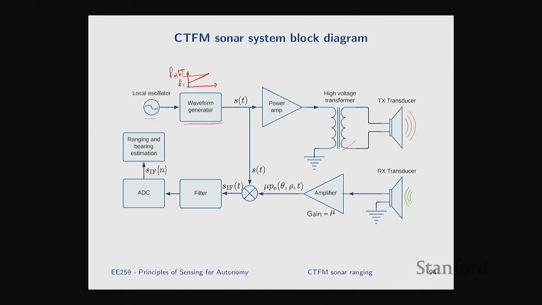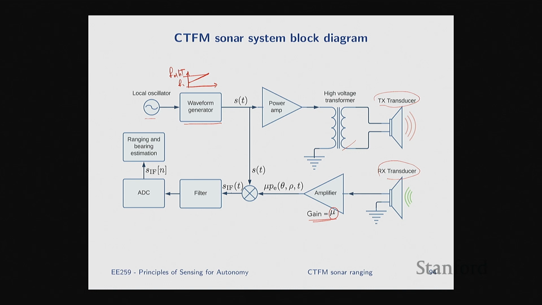One big difference here is that because you're continuously transmitting in CTFM, you can't use the same transducer as transmitter and receiver because it will interfere with itself. It wouldn't know what's the part that I was transmitting, what's the part I'm receiving. So usually you have a separate receiver transducer, and you have your separate transmitter. The transmitter is always transmitting, the receiver is always receiving. Receive signal, as usual, you pass it through an amplifier. Let's say it has some constant gain mu.